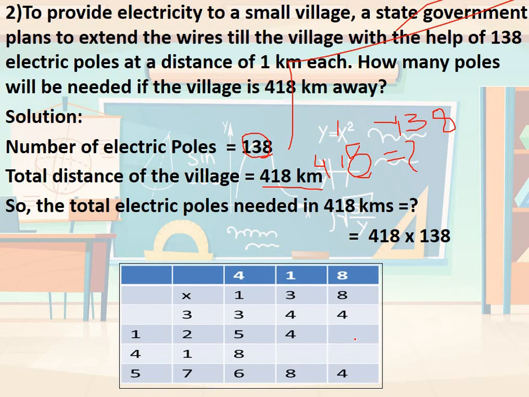See, here I have kept it blank. It doesn't mean that I don't know. You can put 0 here also or cross also. You can keep it 0 or cross.